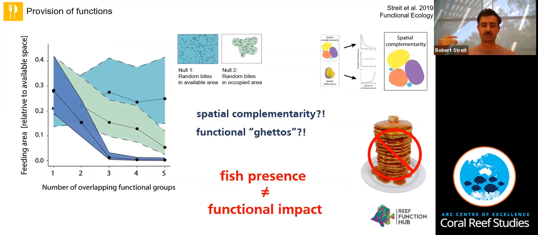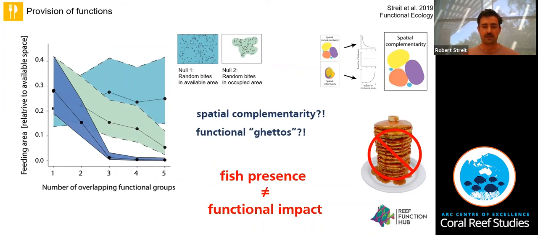But really, again, zooming out a bit more, what this means is that fish presence does not mean functional impact. Just because there is a fish there doesn't mean it's going to deliver its function in that space. It's probably going to deliver its function in 14% of that space, but that's a completely different degree of functional impact.